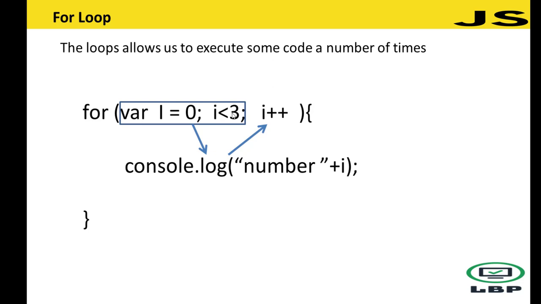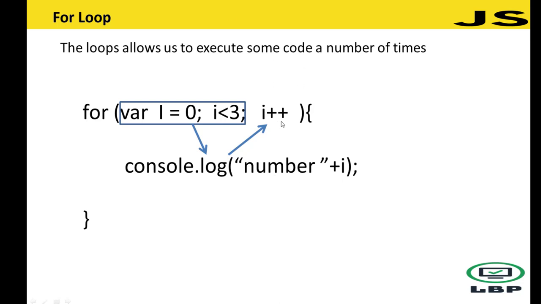Now in the second execution, i equal to 1. So the question: is i less than 3? Yes, because i equal to 1. So I will execute console log number plus 1. Great. And I will go back to the i plus plus again.